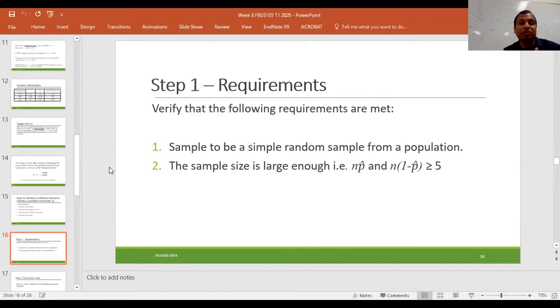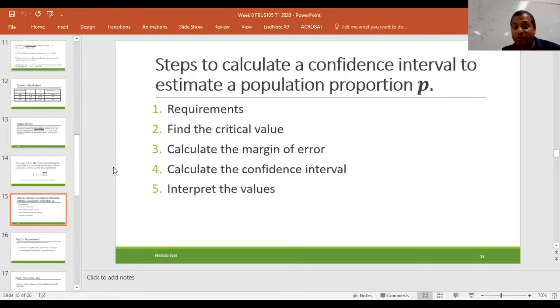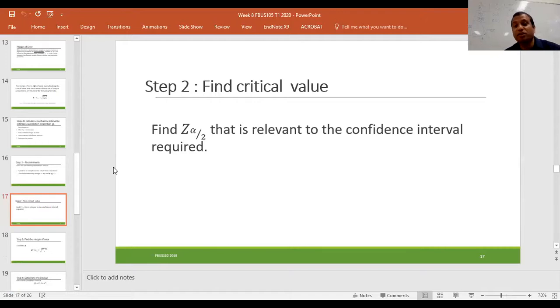So over here also we are talking about the sampling distribution of proportion, but we are trying to get the confidence interval. Once you meet the requirements, the second step is to find the critical value. Critical value is the same as the z score at alpha by 2. When we do the exercise, you will know the importance of alpha in a better way. But keep in mind, your critical value is the same as z alpha by 2, relevant to the confidence level required.